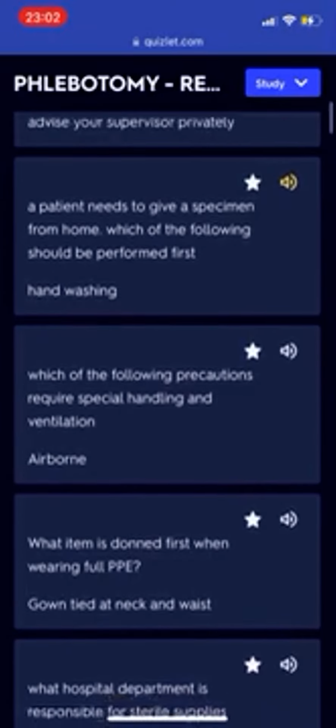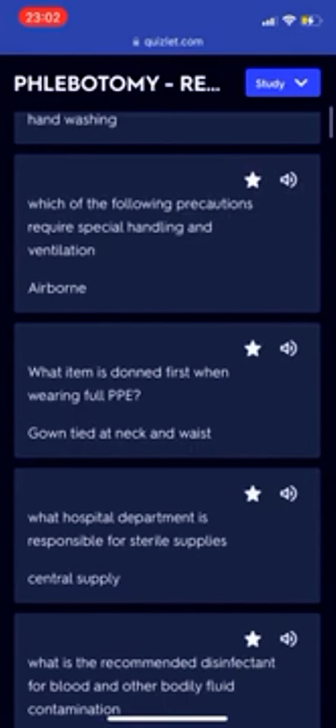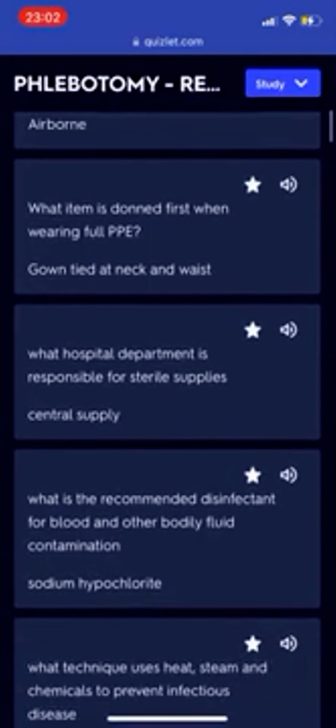A patient needs to give a specimen from home. Which of the following should be performed first? Hand washing. Which of the following precautions require special handling and ventilation? Airborne. What item is donned first when wearing full PPE? Gown tied at neck and waist.